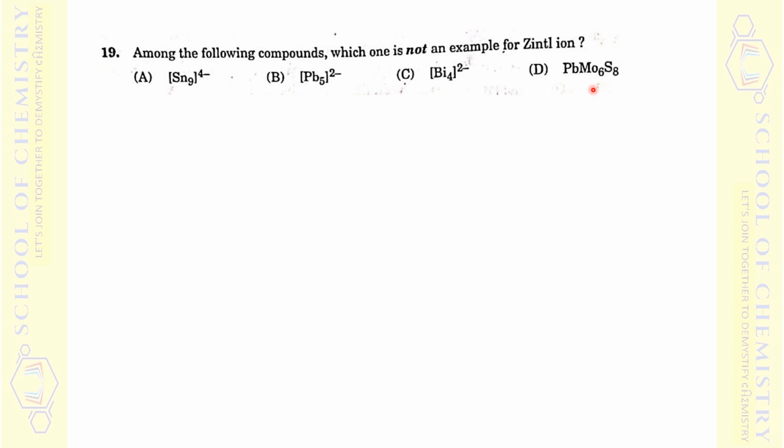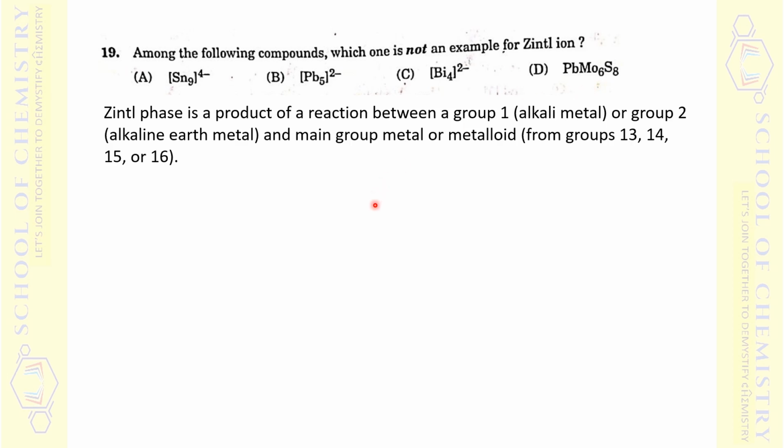Just based on that you can decide that this is not an example of zintyl ion. But let's understand what these zintyl ions are, some more aspects. A zintyl phase is a phase formed when group 1 elements like alkali metals, or even alkaline earth metals like calcium, react with a main group metal or metalloid. Here it is represented in ionic form: 4 sodium ions and Sn9 4 minus. Overall that is called a zintyl phase. How it is formed is given here.